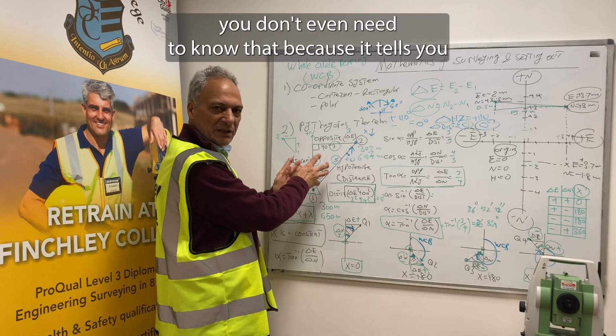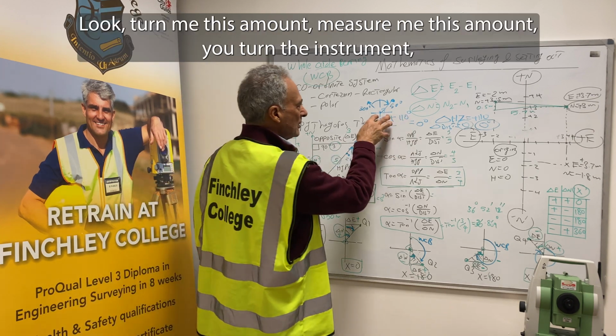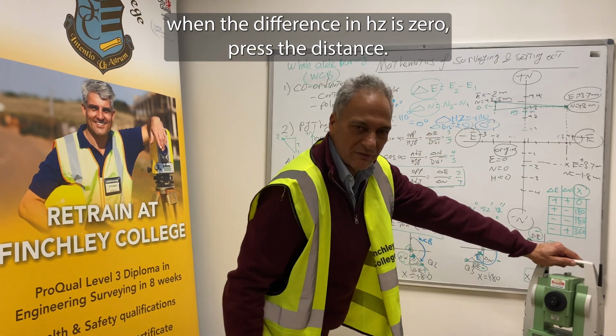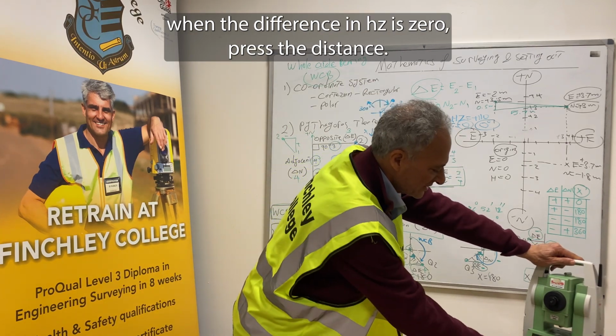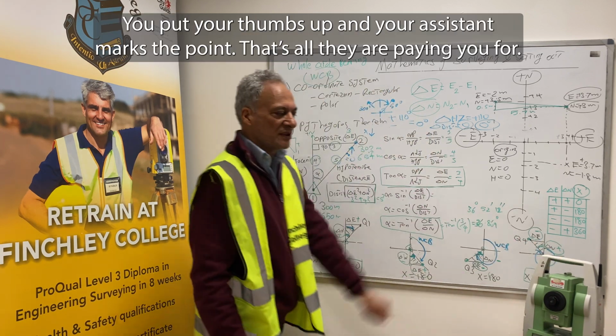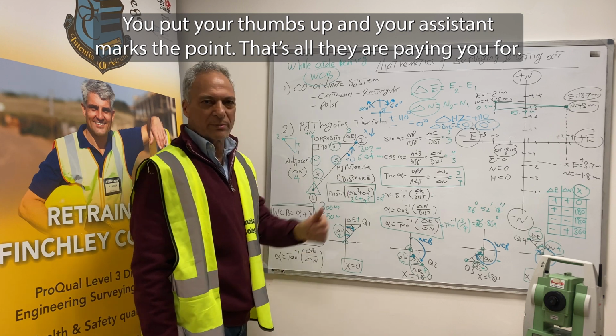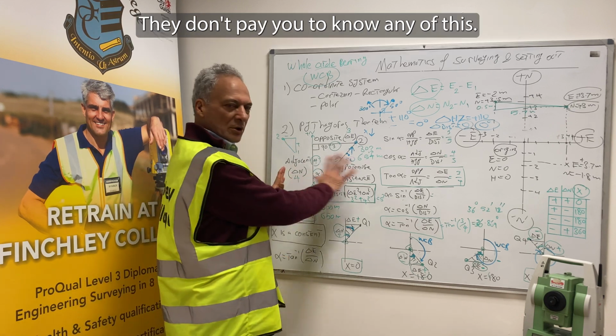You don't even need to know that, because it tells you, look, turn me this amount, measure me this amount. You turn the instrument. When the difference in HZ is 0, press the distance. When the difference in distance is 0, you say it's summed up and your assistant marks the point. That's all they're paying you for. They don't pay you to know any of this.